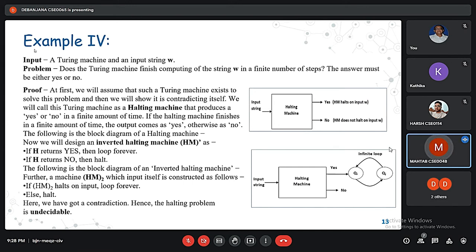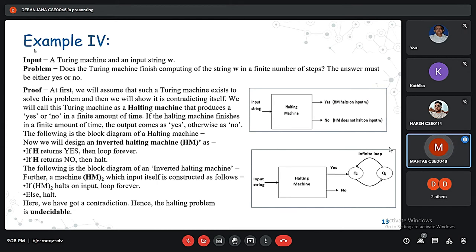We will call this Turing machine a halting machine that produces a yes or no in a finite amount of time. If the halting machine finishes in a finite amount of time, the output comes as yes, otherwise as no. The following is a block diagram of a halting machine that shows we will design an inverted halting machine HM as: if H returns yes, then loop forever. If H returns no, then halt.